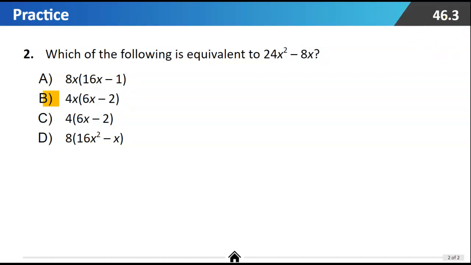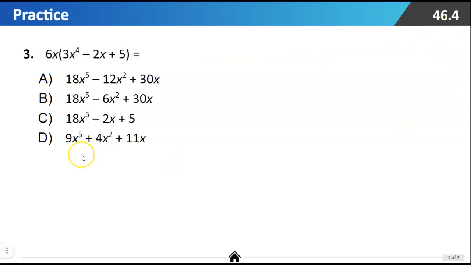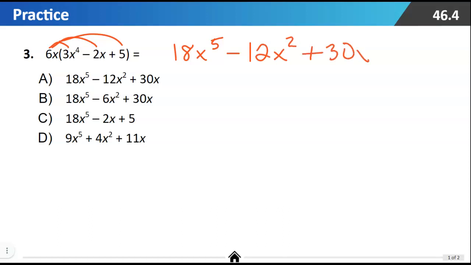And finally, the last example that we're going to look at is going to be a distribution problem. In this problem, we're going to distribute 6 times each term on the inside. That's going to give us 18x to the 5th minus 12x squared plus 30x. Looking at my answer choices, it looks like the answer is A. That's the end of lesson 6.